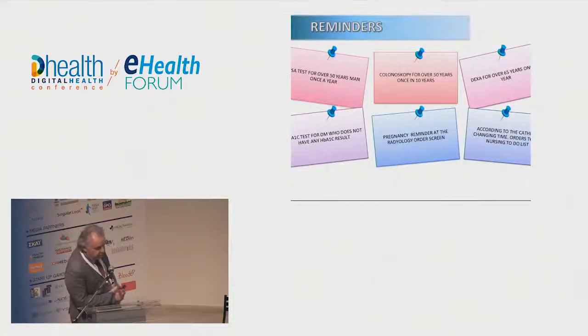And we have some reminders like PSA test for over 50 years man once a year, or colonoscopy, pregnancy reminder for radiology, and hemoglobin A1C test for the diabetic people who don't have any hemoglobin A1C result previously. And according to the catheter changing time that we saw in the previous slide.